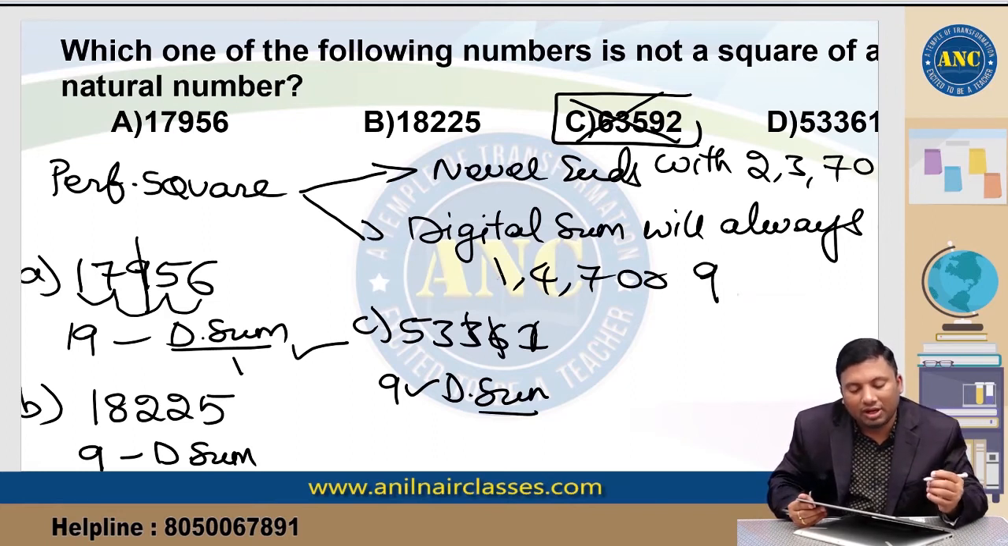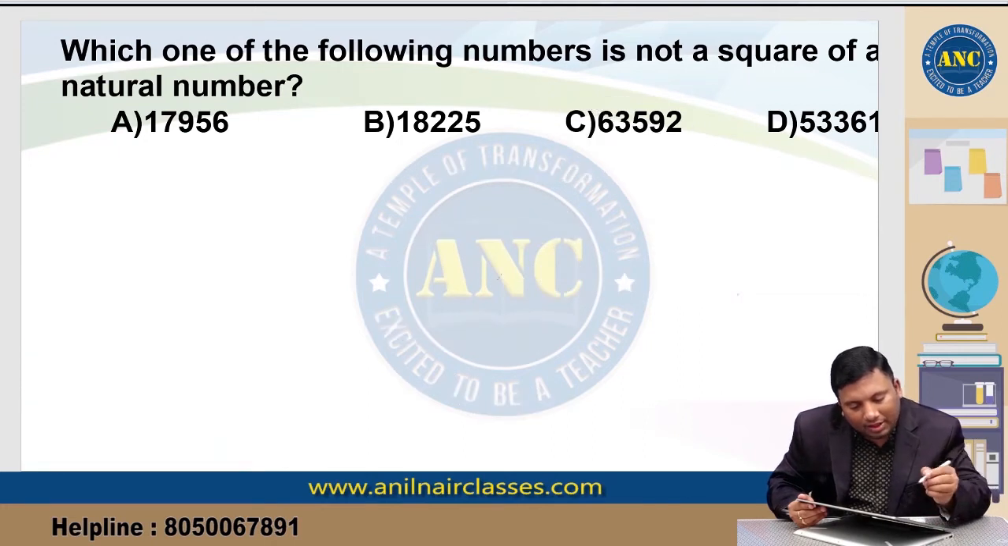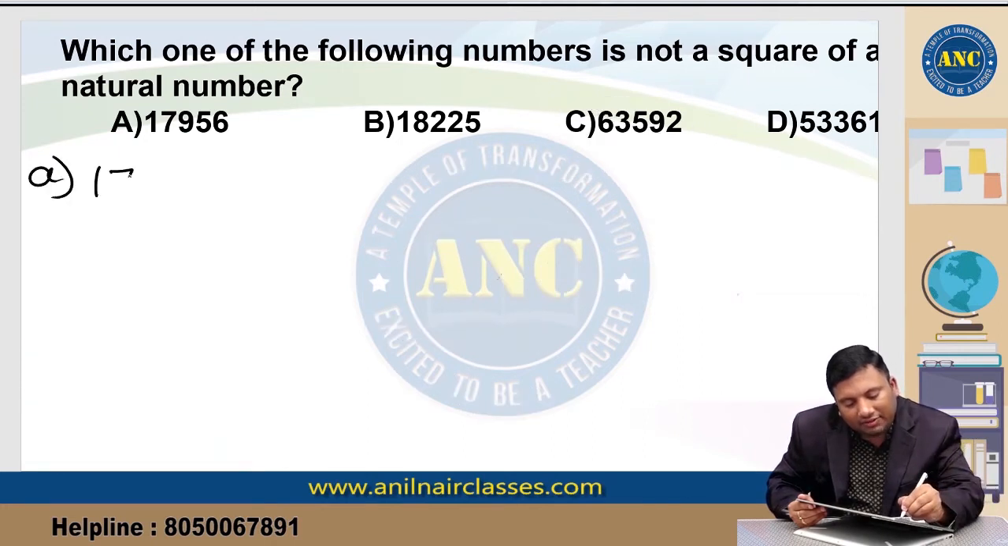So therefore, we will use another logic. Which of the following is not a perfect square of any natural number? We will use another logic. Now what is that logic? First one, 17956.